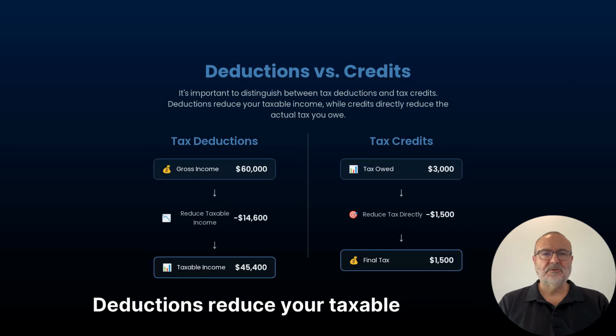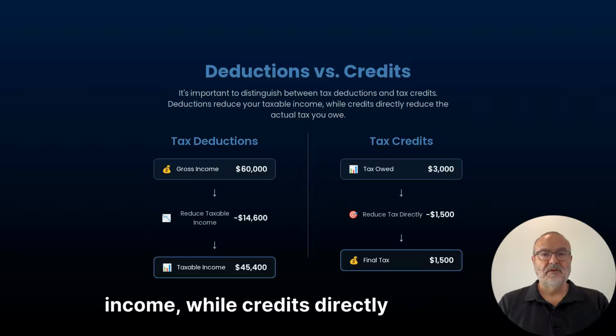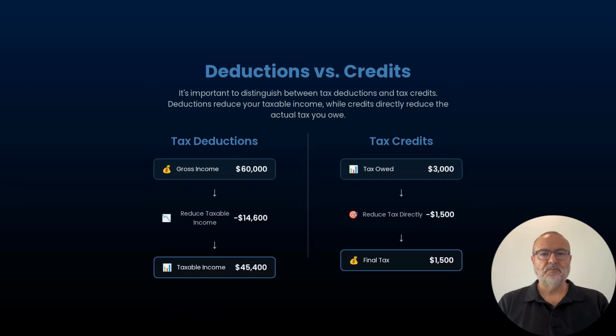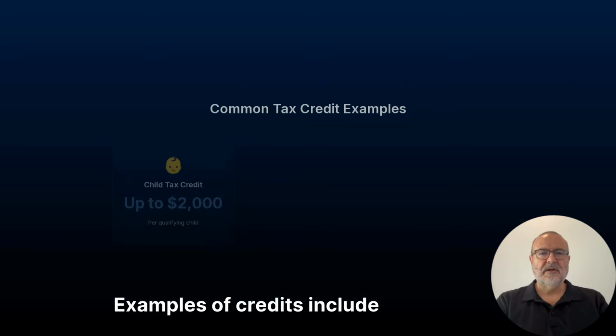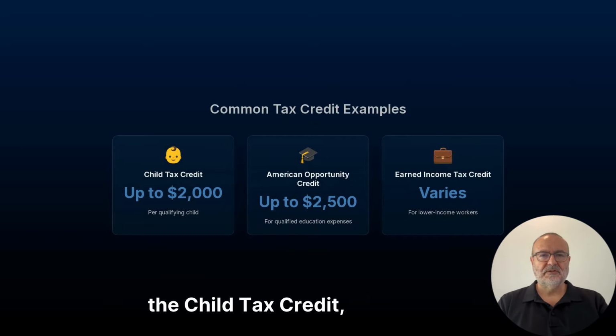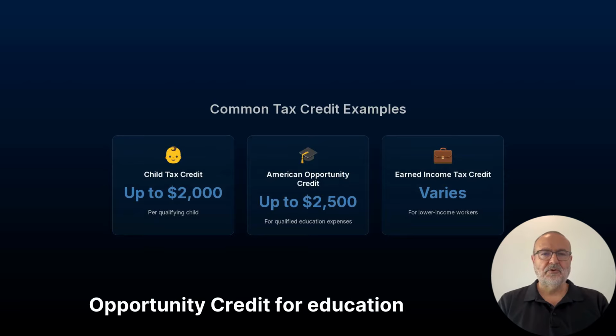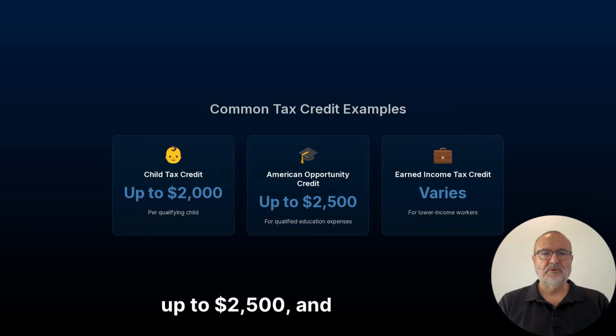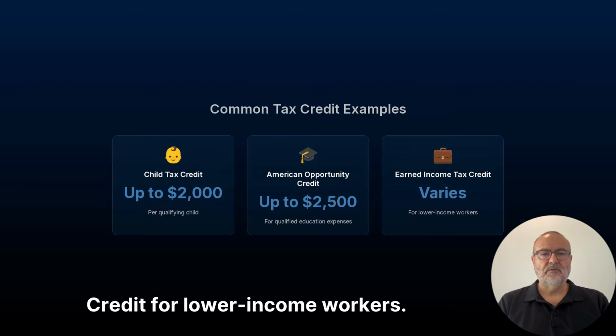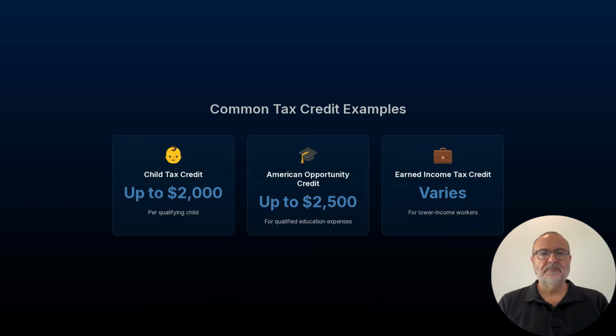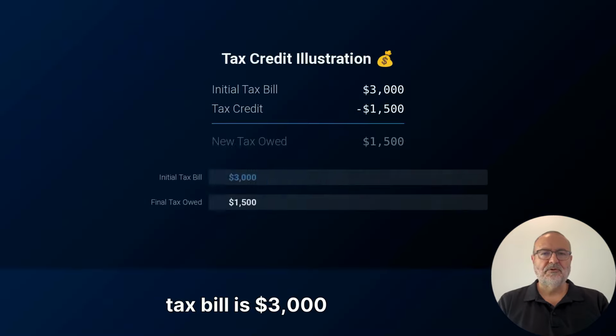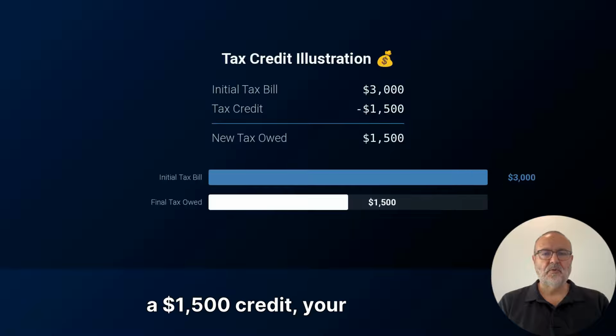It's important to distinguish between tax deductions and tax credits. Deductions reduce your taxable income, while credits directly reduce the actual tax you owe. Examples of credits include the Child Tax Credit, offering up to $2,000 per child, the American Opportunity Credit for Education, up to $2,500, and the Earned Income Tax Credit for lower-income workers. To illustrate, if your tax bill is $3,000 and you qualify for a $1,500 credit, your new tax owed would be $1,500.